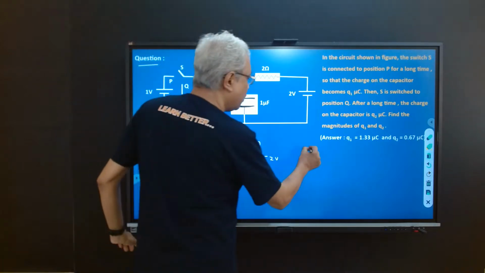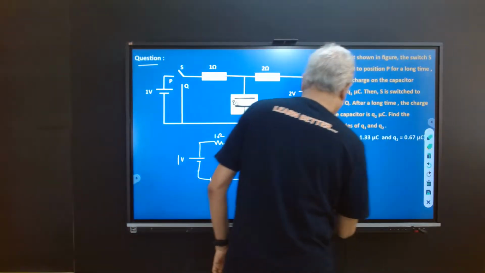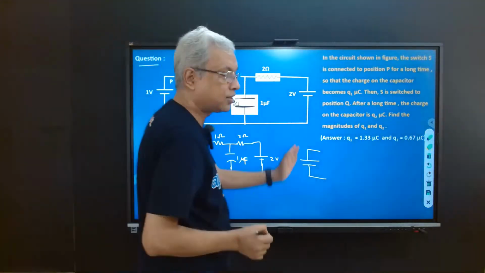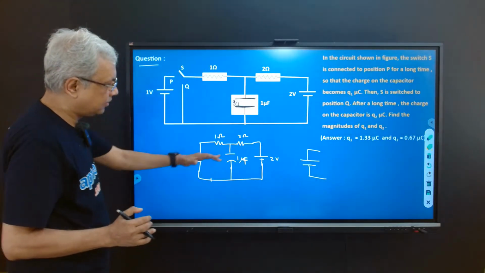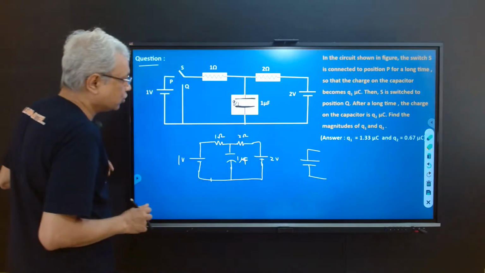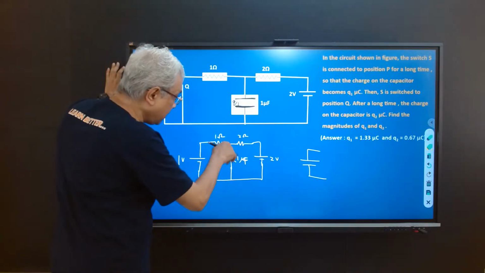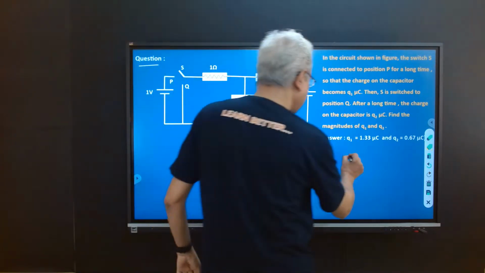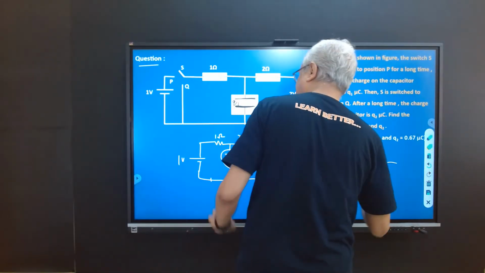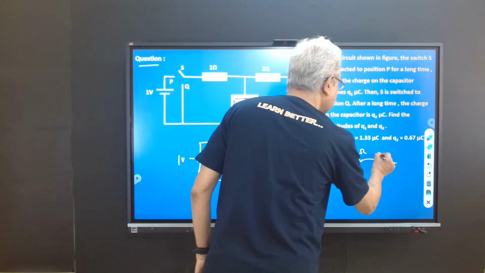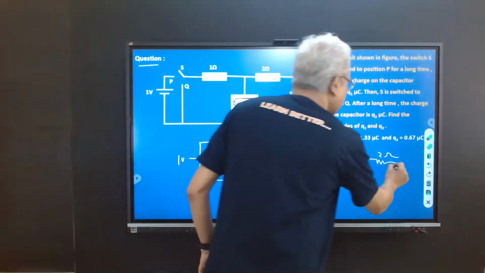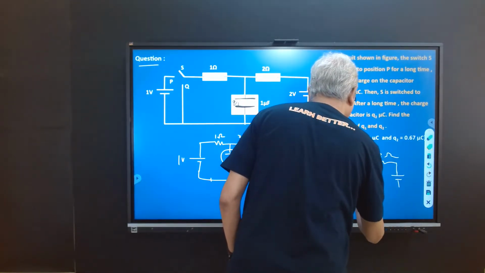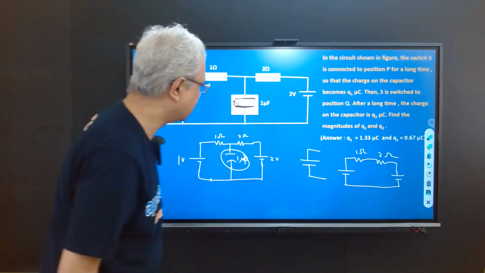If a DC voltage is applied across a capacitor, the capacitor does not conduct. The capacitor works like a break, an open circuit. So as far as electrical current flow is concerned, this capacitor has no significance. So I can equivalently redraw this circuit like this. This is 1 ohm, this is 2 ohm, and two batteries. It does not matter whether the capacitor is there or not. So this is the equivalent.